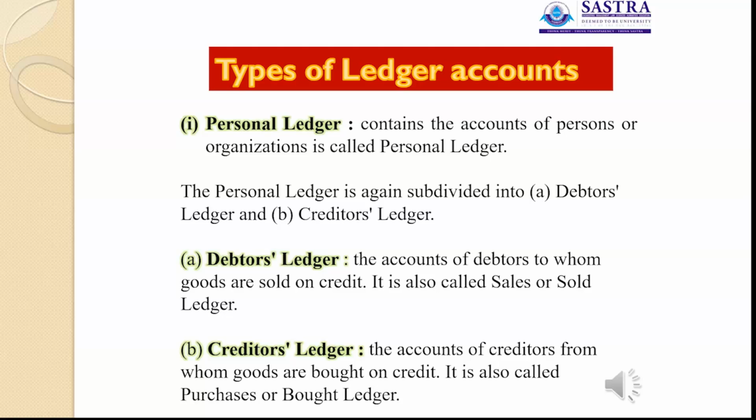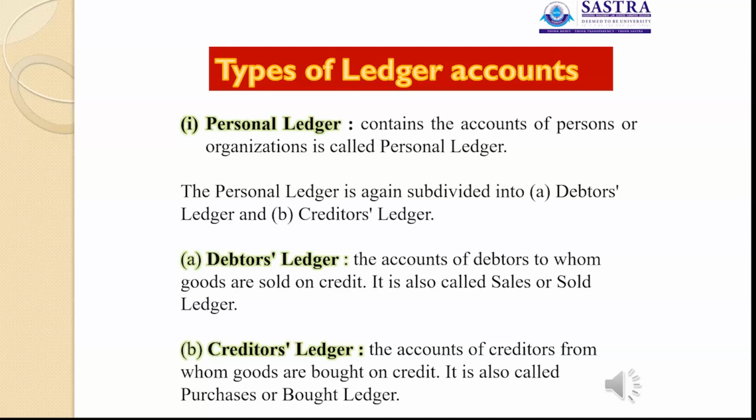The name debtors ledger is more appropriate than sales or sold ledger as it contains debtors accounts and not the sales accounts. Then next one is creditors ledger. It contains the accounts of creditors from whom goods are bought on credit. It is also called purchase or bought ledger.